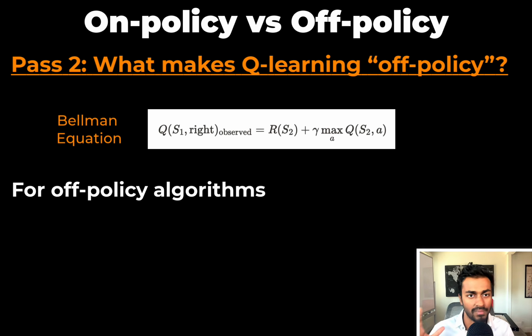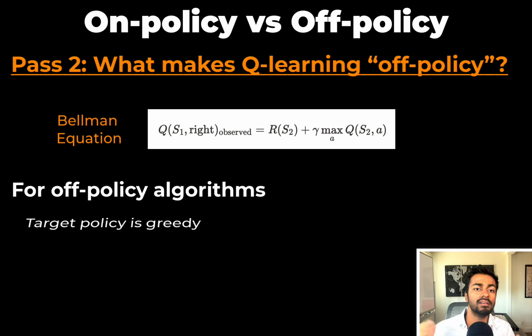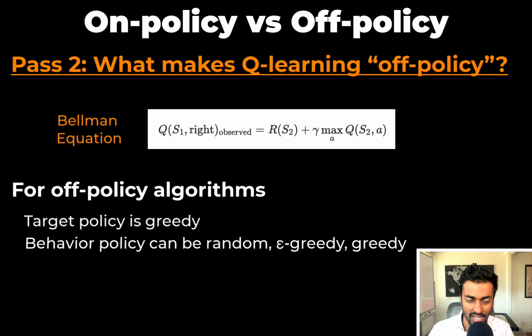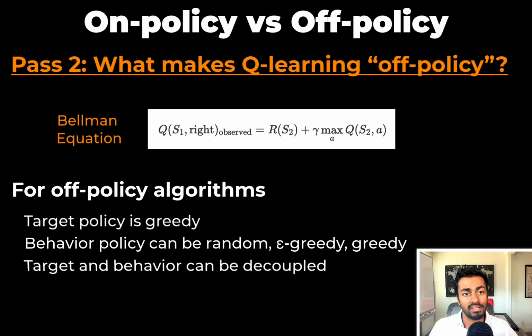Overall, typically for off-policy algorithms, the target policy is greedy. We're trying to find the action that maximizes the current estimation of Q values, for example. Whereas the behavior policy can be random, it could be epsilon greedy, or it could be greedy itself, or anything. But it's important to note that these two policies can be decoupled from each other.